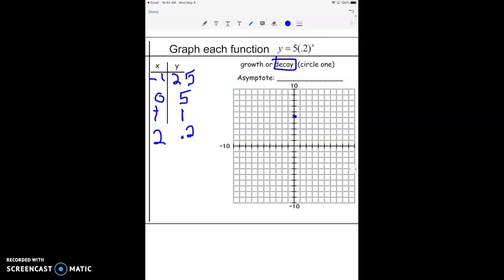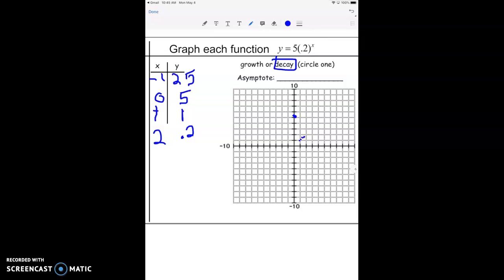Again, I apologize, this stylus is not doing me very good today.